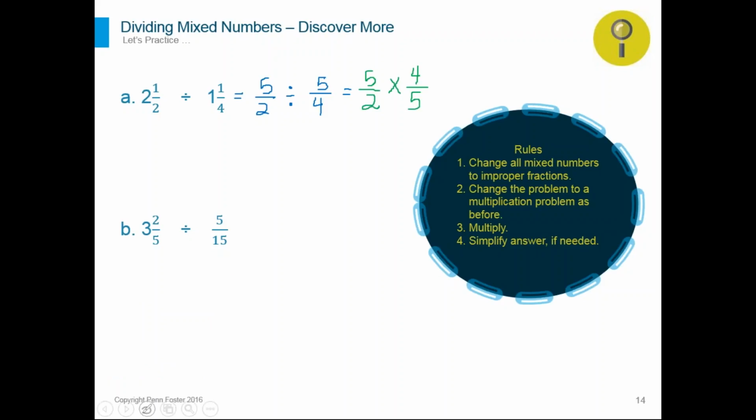Can we cancel out anything? Let's look. Oh, 5 and 5. 5 over 5 is 1. 5 over 5 is 1. 4 and 2. Yes, 2 over 2 is 1. And 4 over 2 is... I'm sorry, 4 over 2 is 2.